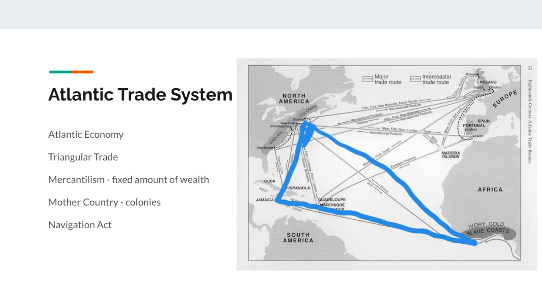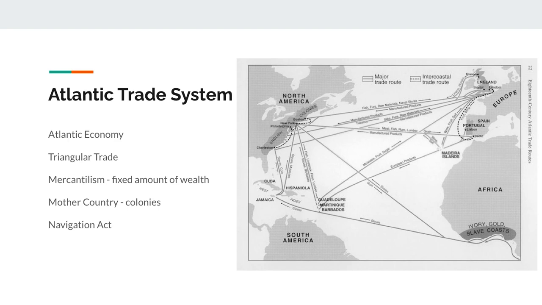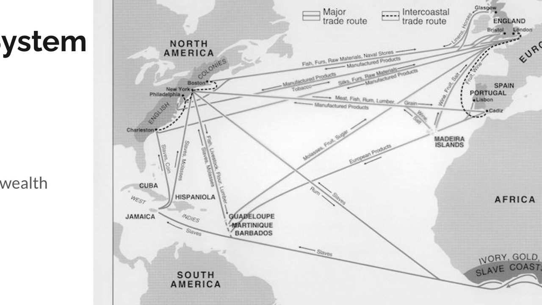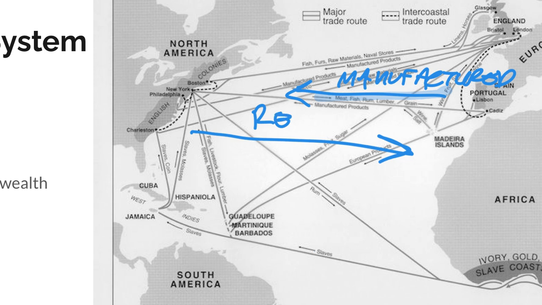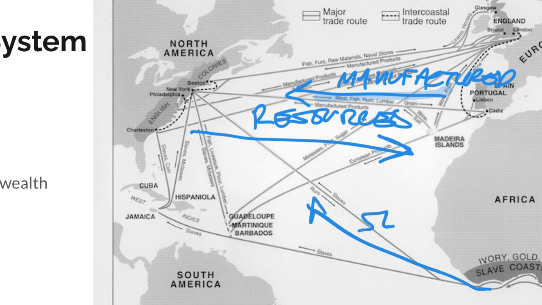More importantly, if you take the time to look at all the different stuff that's going on in the actual picture, the idea here is that you have manufactured goods coming back. With the highlighter, there you go. You have manufactured goods going this way, and you have resources going this way. And then, of course, you have slaves coming from West Africa, and mostly sugar of some sort coming from the Caribbean.